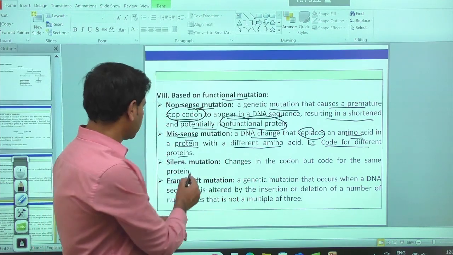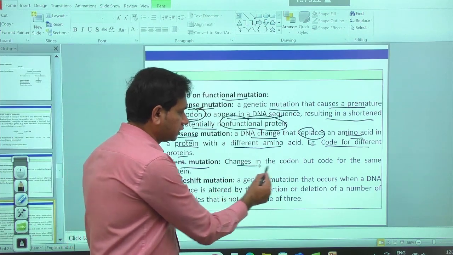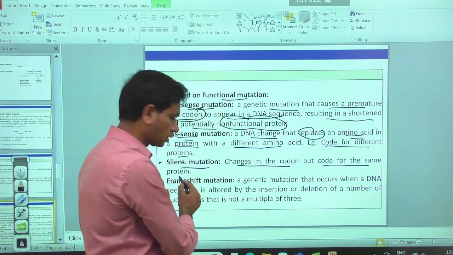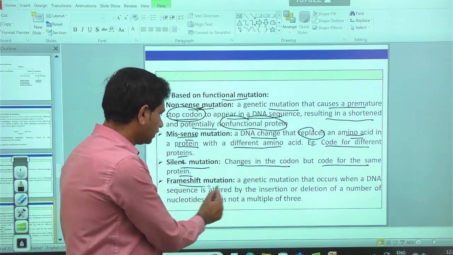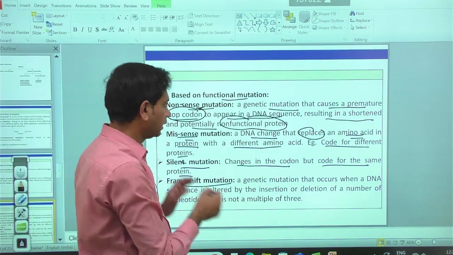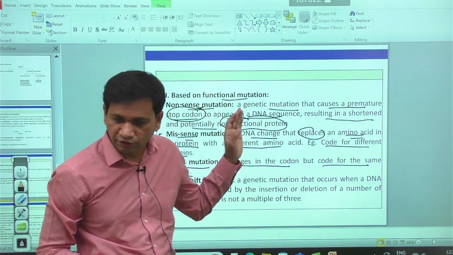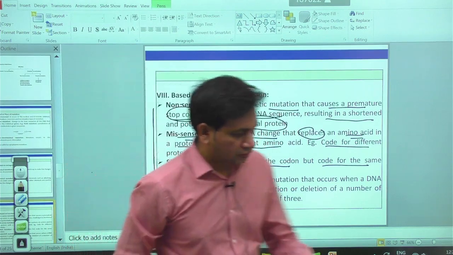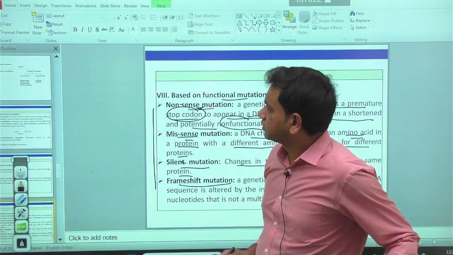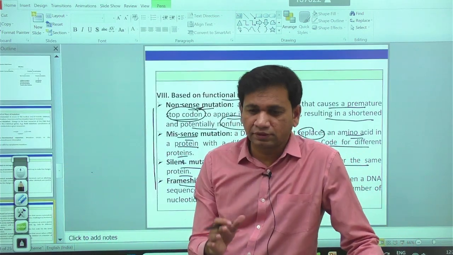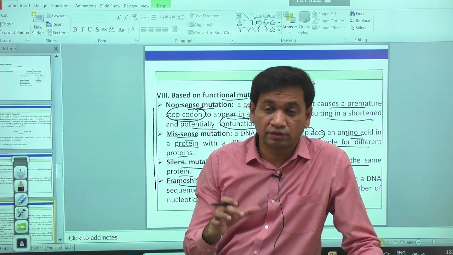Then we have the silent mutation, which changes the codon but codes for the same protein. Another is the frame shift mutation, which is also possible in the organism. These are the various types we have under functional mutation. So these are the 8 classifications, and we can expect 10 marks for the classification of mutation based on the various criteria.